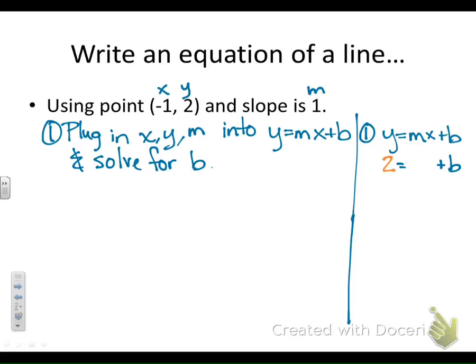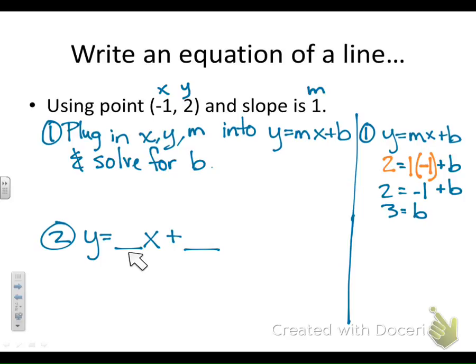Instead of y, I'm going to put a 2. Instead of slope, I'm going to put a 1. And instead of x, I'm going to put the x-coordinate -1 and solve for b. I'm putting underscores in these places because that's room for numbers. You need to put numbers there. And that's exactly what we're going to do over here.